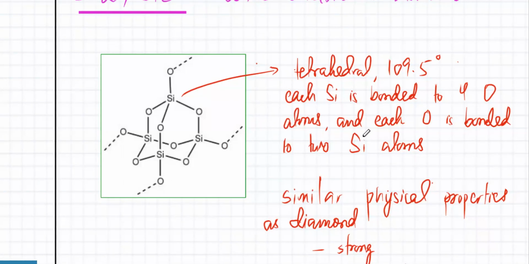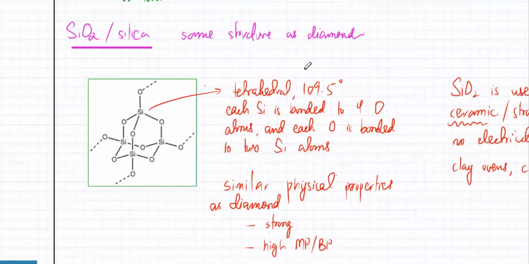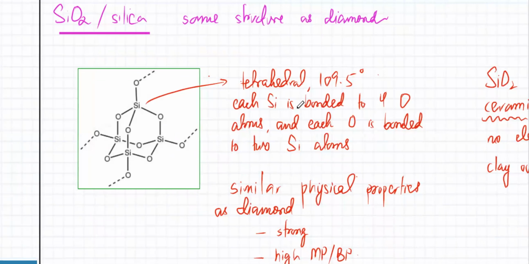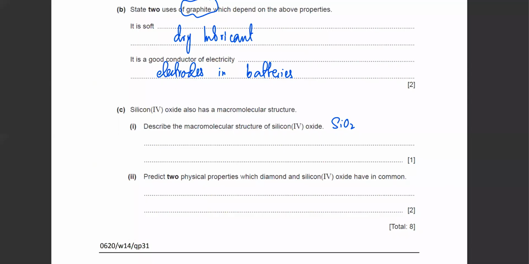So one way to describe this structure is that it is tetrahedral. It has an angle of 109.5 degrees. All the bond angles are 109.5. Look at this pyramid. The angles of the sides of this pyramid would be 109.5. And each silicon atom is bonded to four oxygens, and each oxygen is bonded to two silicon atoms. So we're going to use that one probably. It's just 1 mark.